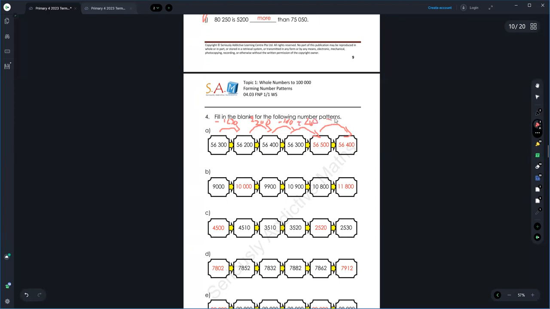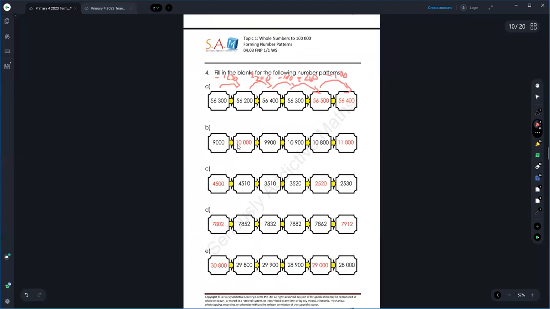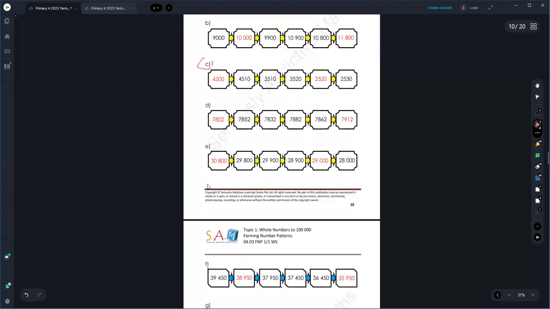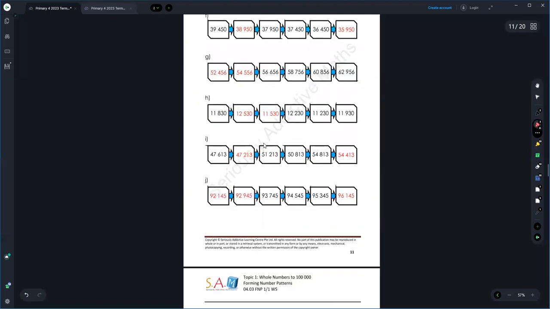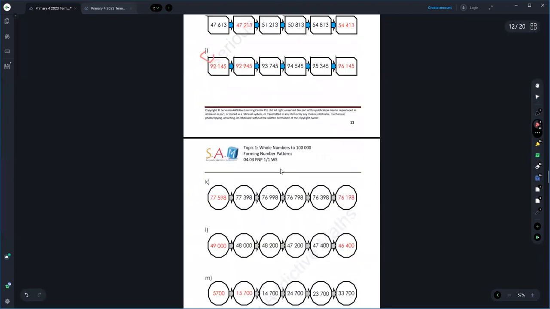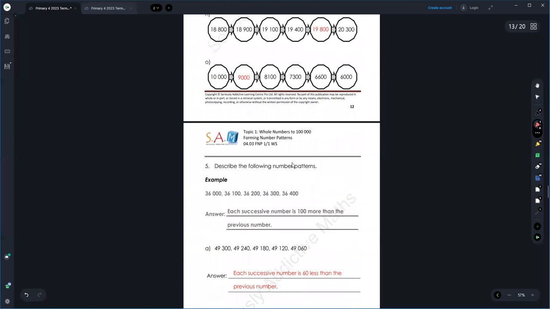So minus 100. Work this out with them. Tell them that it's important to work out the pattern. And then maybe get them to do C and E to check. Perhaps only one question, because I see some harder questions here. After that, you can get them to do I and J as well, so they have a range of questions to do.